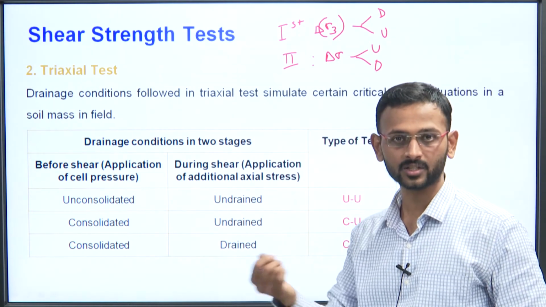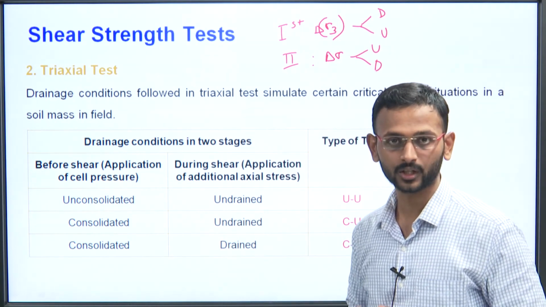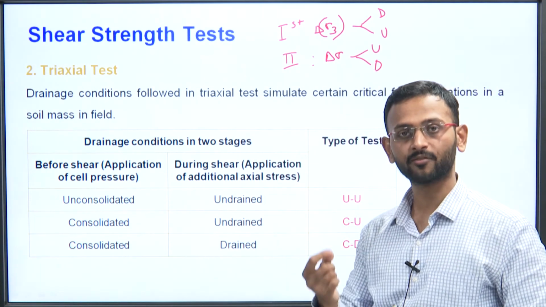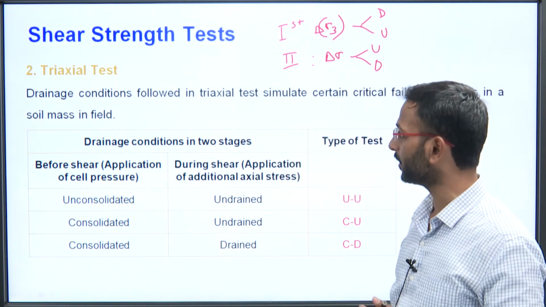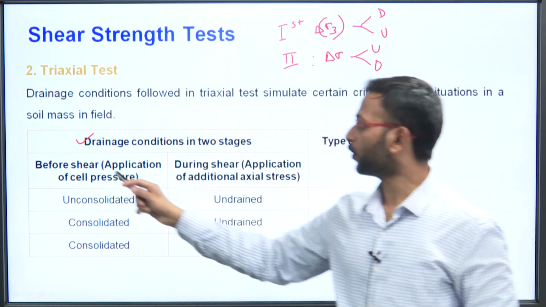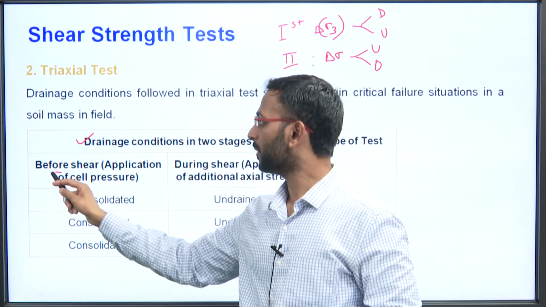पानी का आप लेवल चेंज करते, पानी का मतलब आप कंट्रोल चेंज करते रहो और you can perform each and every test there. बट इसमें से कौन सा फील्ड में काम करता है उसके बारे में हम यहाँ पे बात करेंगे. So drainage conditions in 2 stages we will see. Before shear, ओके, before shear मतलब पहली स्टेज में क्या हो रहा था?